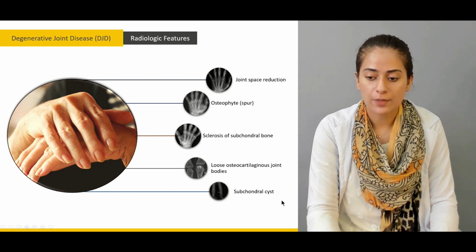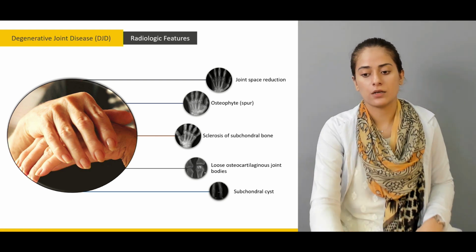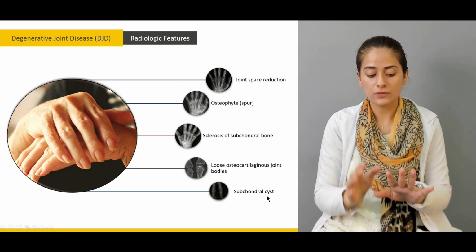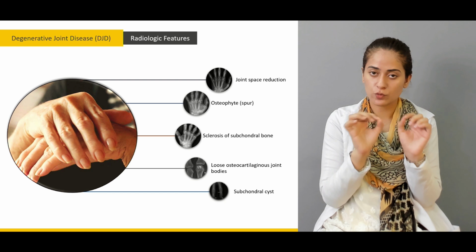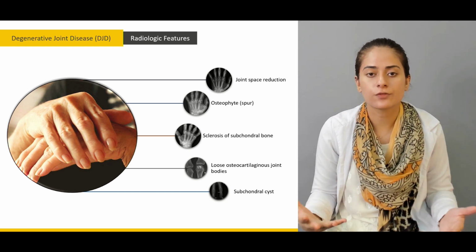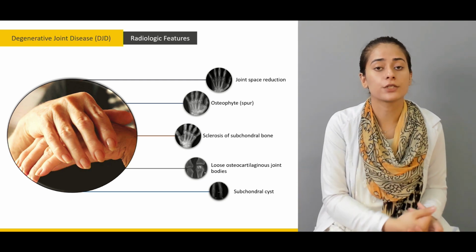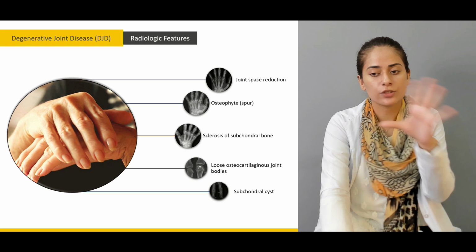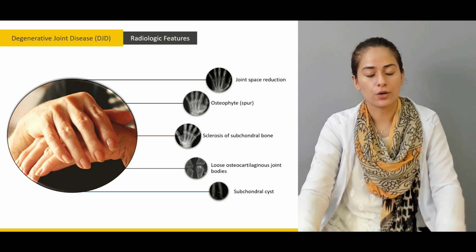And then we have subchondral cyst. Subchondral means between or below the chondral line, right? So a cyst formation there will be known as a subchondral cyst, which is also a sign of degenerative disease. So these are all the characteristics of degenerative joint disease, or OA.